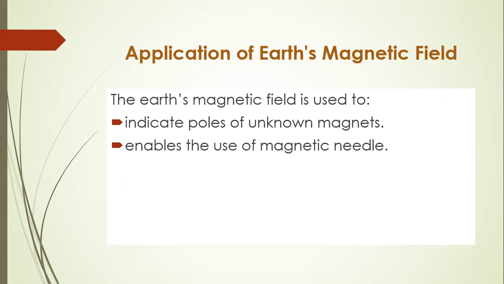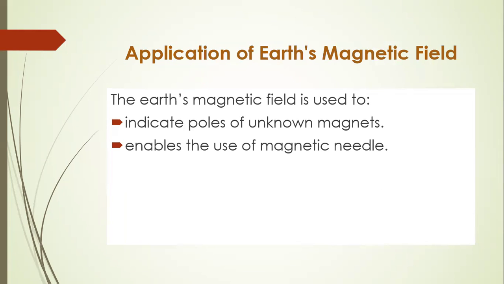Now let's see the various applications of the Earth's magnetic field. In our past video, we discussed the Earth's magnetic field. Here we're going to see the applications of this magnetic field. Why do we need it? The Earth's magnetic field is used to indicate the poles of unknown magnets. If you have a magnet and you don't know which pole is north or south, you can simply use the Earth's magnetic field to identify the poles of the unknown magnet.